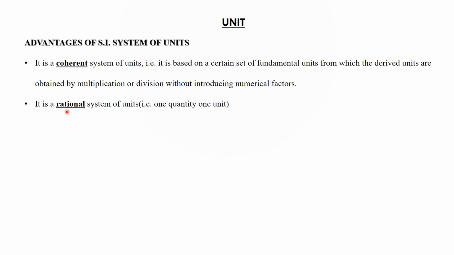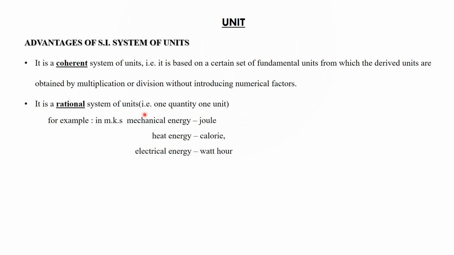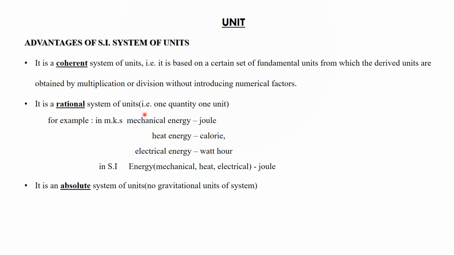It is a rational system of units, that is, one unit, one physical quantity. For example, in the MKS system, the unit for mechanical energy is joule. For heat energy, it is calorie. For electrical energy, it is watt hour. But in SI, for all types of energies, the unit is joule. So, one physical quantity, one unit.